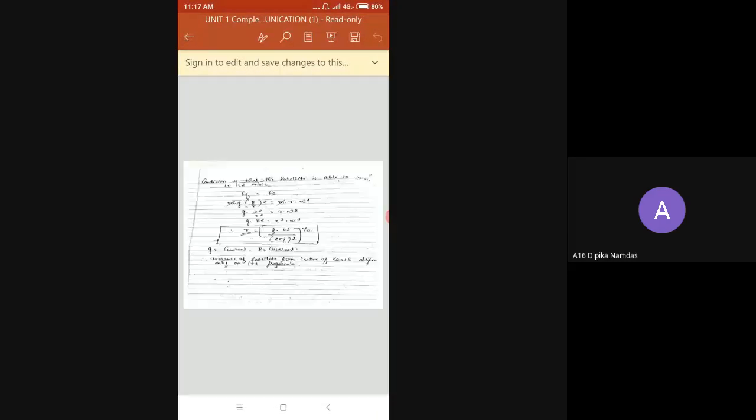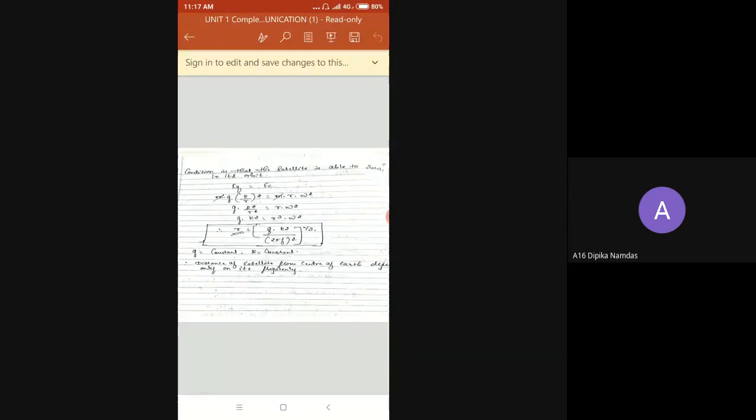Next, the condition is that the satellite is able to rotate in its orbit. Always the gravitational force is equal to Fc. You have to substitute those equations in this. Fg is equal to Fc. So we'll get the final equation for small r, that is the distance of the satellite from the center of earth.